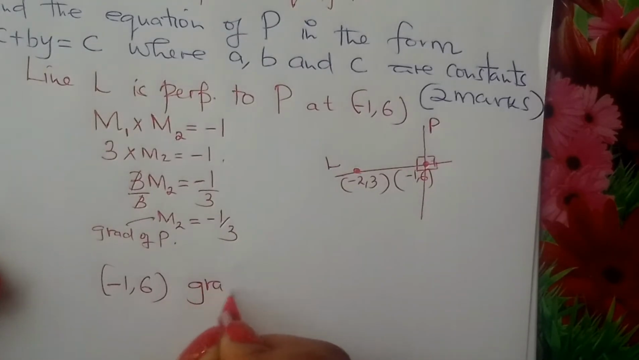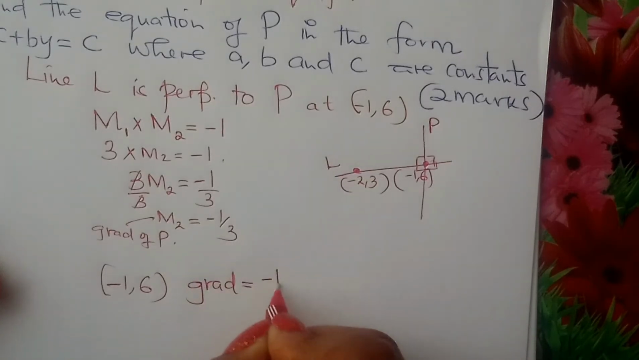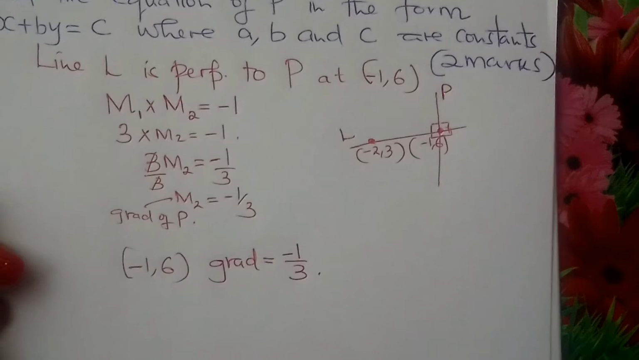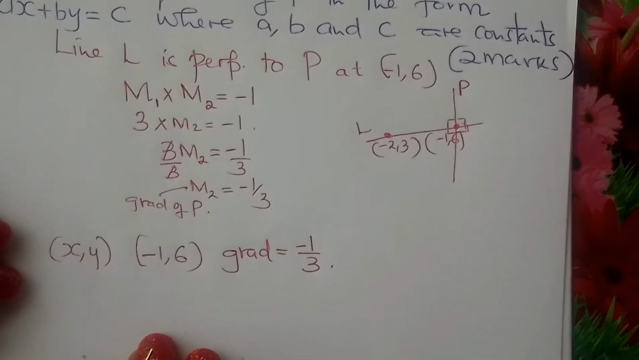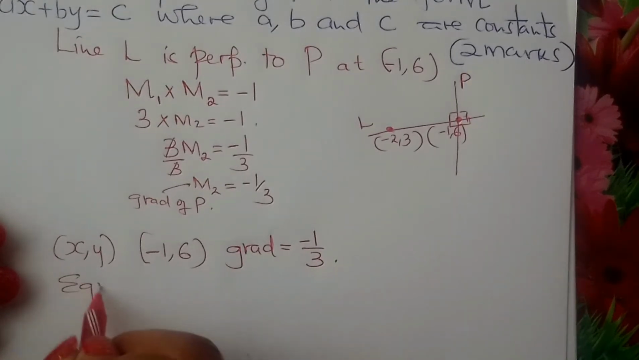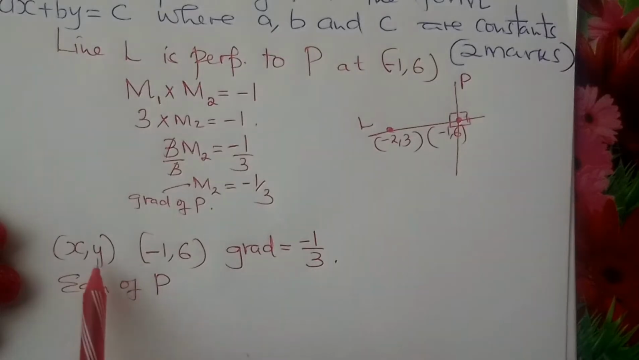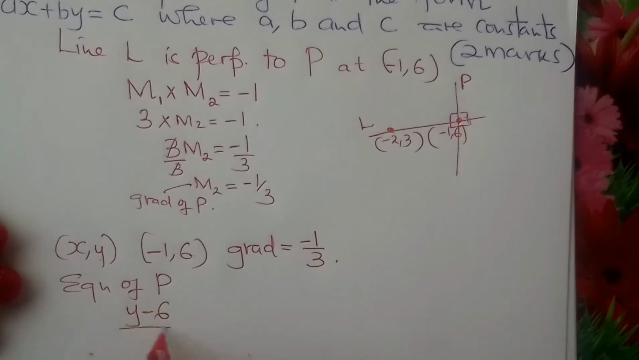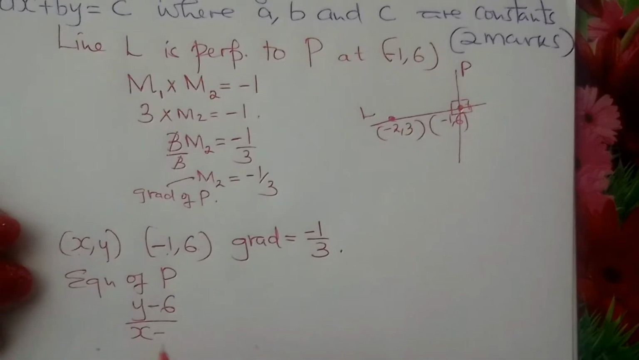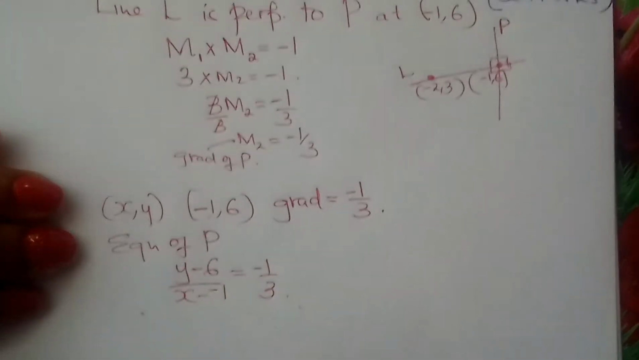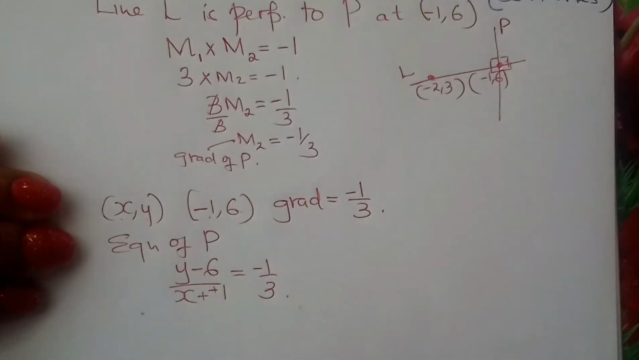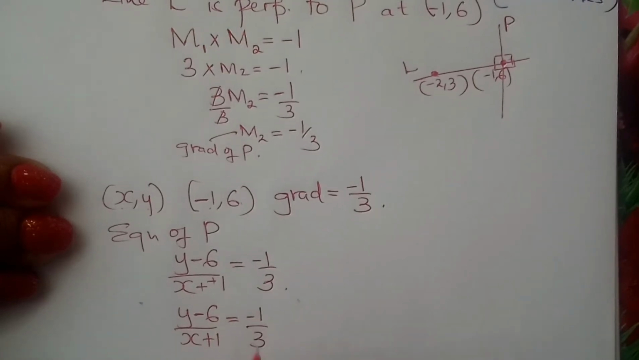Its gradient, the gradient of P, we've got it as negative 1 over 3. Now, introduce point x, y, just like we did to the first one there. So with this, learner, what is the equation of P? Again, you say change in y, divide by change in x. Y minus 6 over x minus 1 is equal to negative 1 over 3. Learner, minus becomes positive, so we rewrite over x plus 1 is equal to negative 1 over 3.